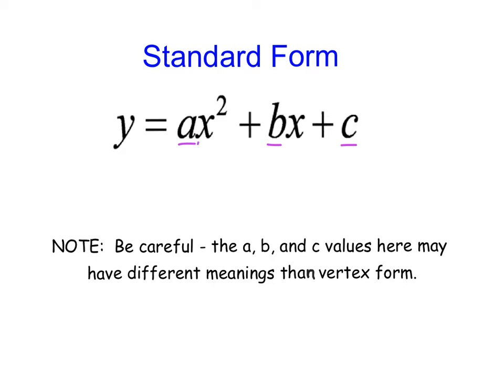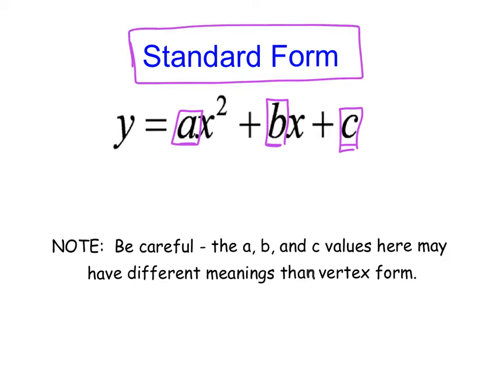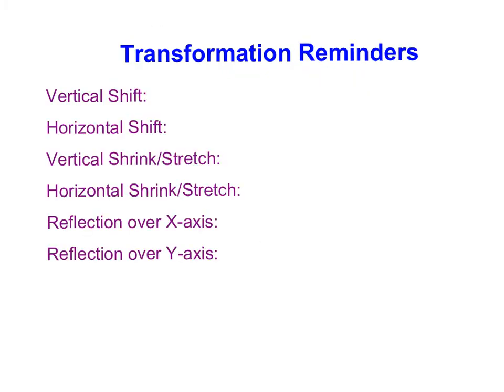So a here simply stands for the coefficient of x squared, b here stands for the coefficient of x, and c here stands for your constant value that does not contain any variables attached to it. And we're going to be manipulating and transforming functions that are written in standard form instead. So we're going to take some concepts that we learned with vertex form and summarize them here on the screen before we start working through some examples in standard form.